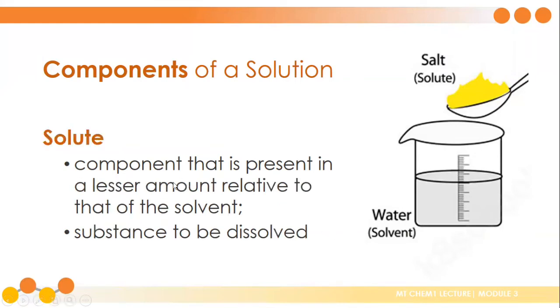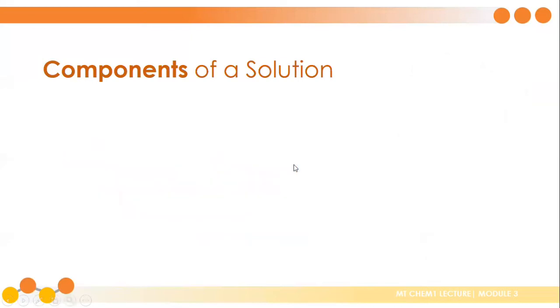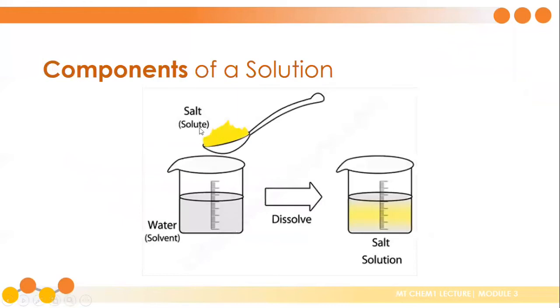Solute, on the other hand, is the component that is present in a relatively lesser amount compared to the solvent. It is the substance that is subjected to be dissolved. Going back to our example, the salt here is the one that is being dissolved, which makes it the solute. So we have here the solute, which is our salt, and we mix it with water, which is our solvent. Dissolving it will produce a salt solution. And as you can see, the substance has a uniform appearance. You cannot see the salt particles anymore.